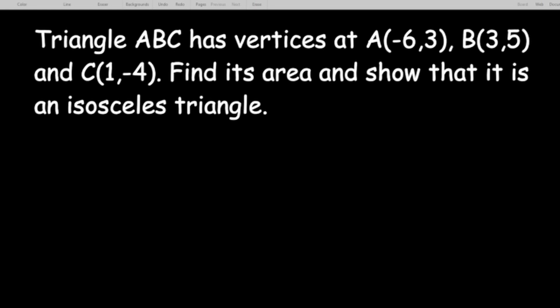Today we're going to solve together a question on coordinate geometry. The question reads, triangle ABC has vertices at point A, point B and point C. Find its area and show that it is an isosceles triangle. Okay, so how do we solve this very problem?